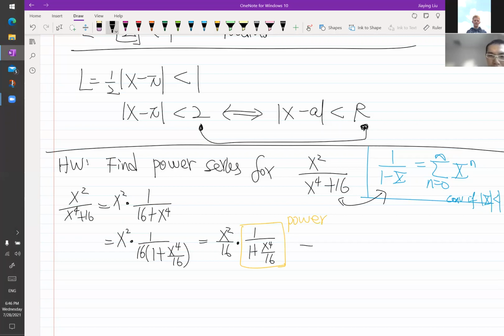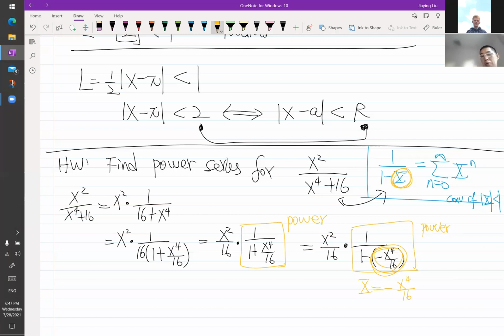So I'm going to continue to rewrite this. That will be x squared over 16 times 1 over 1 minus, I want it to be 1 minus. So 1 minus what? 1 minus negative, because we have a positive sign, x to the 4th over 16. And then we're going to find the power series for this using the formula, because this looks just like 1 over 1 minus capital X, right? So capital X is equivalent to the parentheses part, negative x to the 4th over 16.